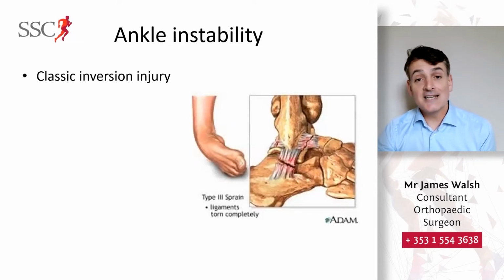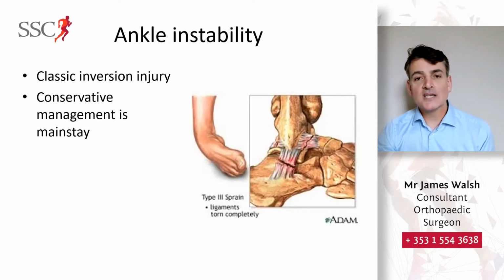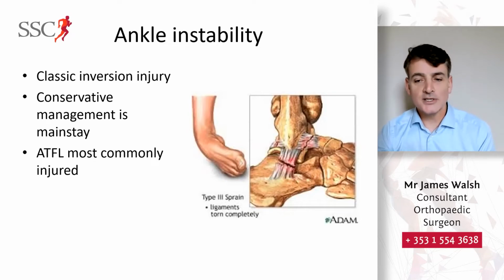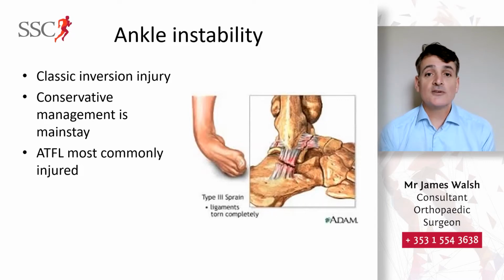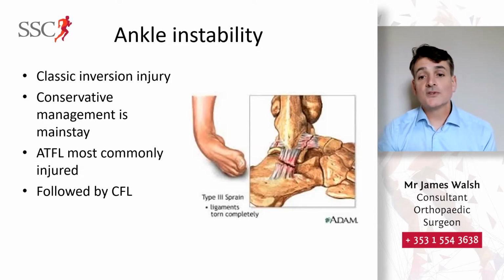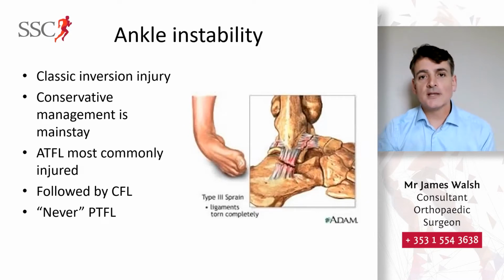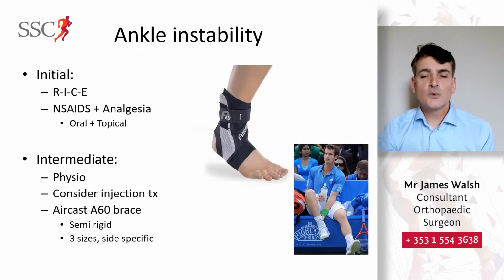Well, this is a classic inversion injury, and conservative management is the mainstay of treatment. The vast majority of these people will never present to a surgeon and certainly never need surgery. A ligament called the anterior talofibular ligament is the most commonly injured ligament here, and that spans from the fibula to the talus, and that's why it's called the anterior talofibular ligament. There's other ones, such as the calcaneofibular ligament and the posterior talofibular ligament, but we don't really need to worry about those. The anterior ligament is the one that's most commonly torn and is the one that is most commonly a problem.